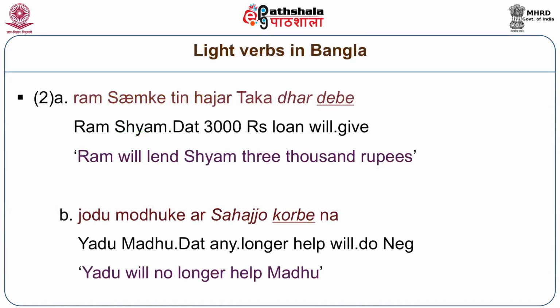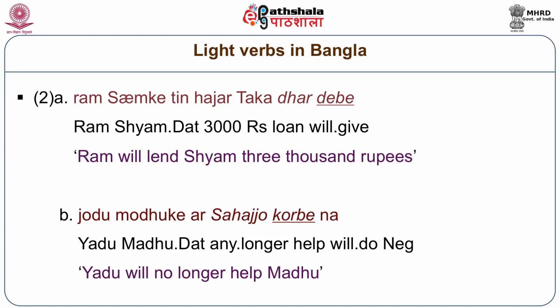Let us now move from English to an Indian language, in this case Bangla. Consider several examples from Bangla of complex predicate sentences. The first one is 2A. It means Ram will lend Shyam 3,000 rupees. It comes out as Ram Shyamke 3,000 taka dhar debe. Dhar debe, loan, will give, is the exact form of the complex predicate.